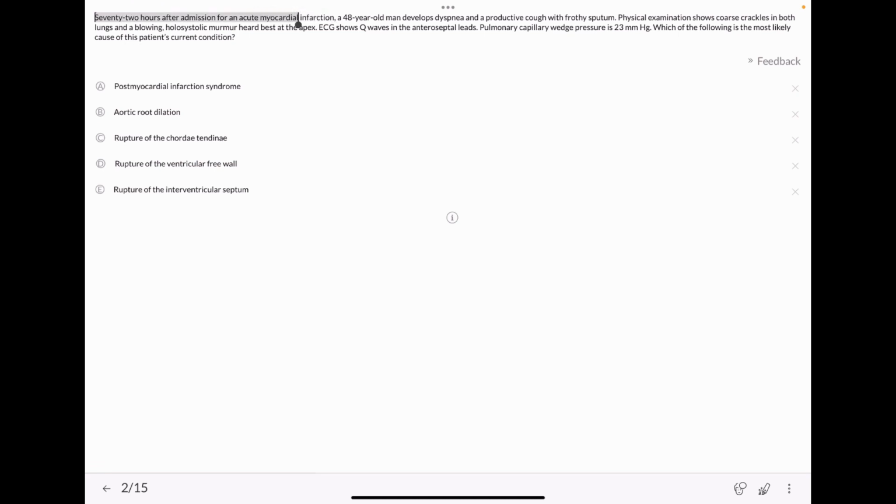A 48-year-old man develops dyspnea and a productive cough with frothy sputum. This, guys, is indicative of acute pulmonary edema. So some sort of blood is essentially acutely regurgitating back into the left atrium, increasing its pressure so much, and ultimately into the lungs, right? This patient is having acute pulmonary edema. What could possibly be the cause?